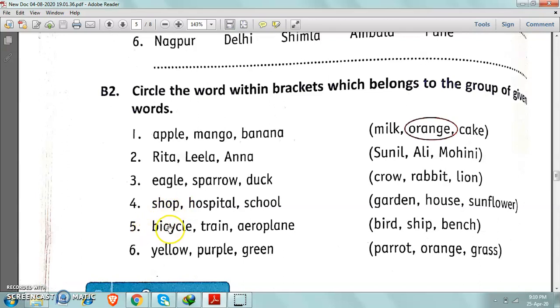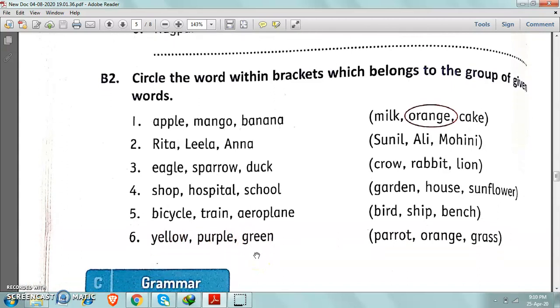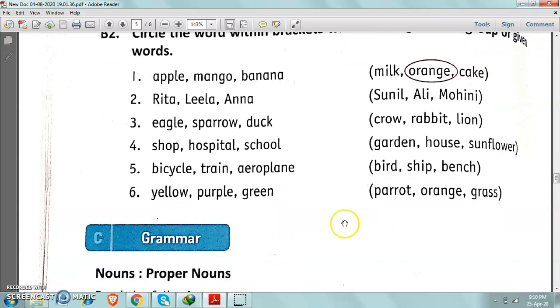Now come on, number 5, bicycle, train, aeroplane. These all are means of transport. And here bird, ship, bench. You have to find which is the means of transport here. Ship. So put a circle on ship. Now see yellow, purple, green. So what are these? These are names of colors. And we have to find the name of colors here also because we have to circle the word which belongs to these all. Okay. So this is orange. Now come on next.